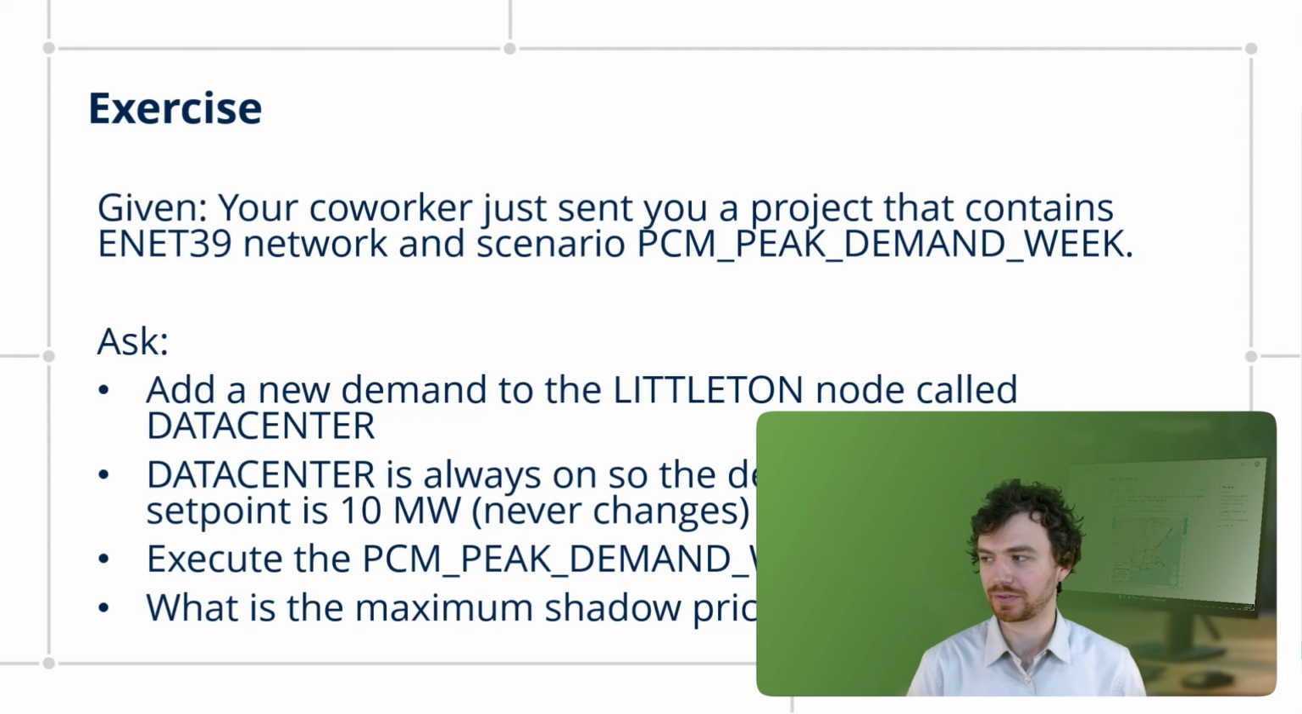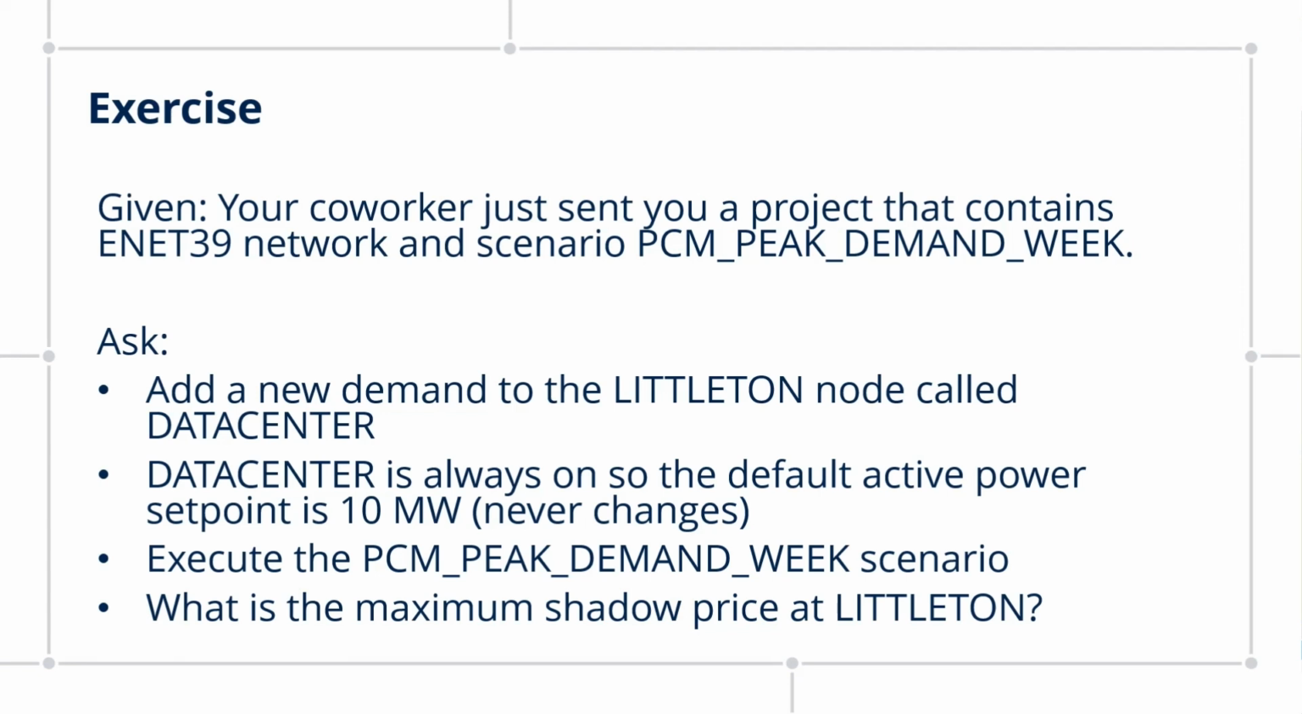Now let's move on to an exercise. Given your coworker just sent you a project that contains the eNet 39 network and a scenario, the PCM peak demand week. Your asks are to add a new demand to the Littleton node called data center. This data center is always on, so the default active power set point is 10 megawatts. It never changes. Execute the PCM peak demand week scenario and determine what is the maximum shadow price at the Littleton node. Pause this video and work on this exercise.